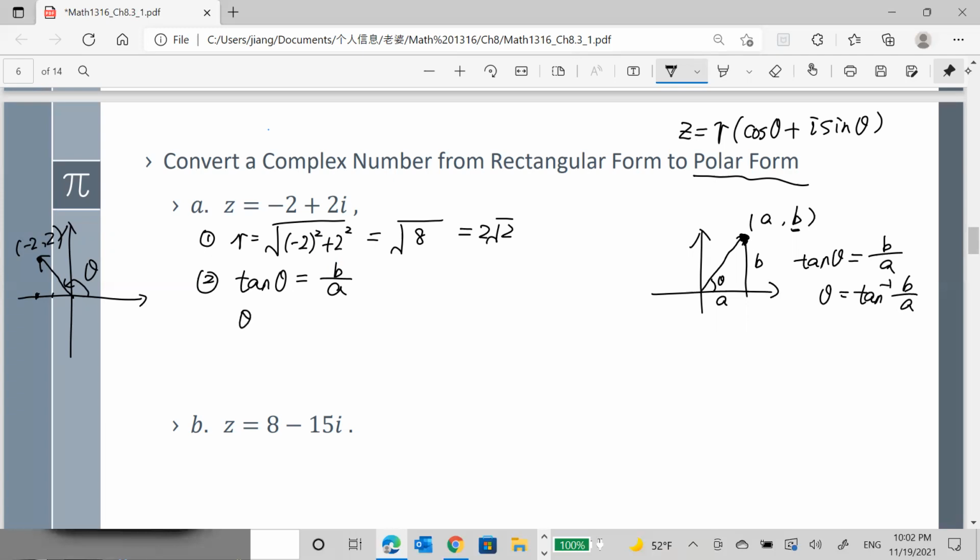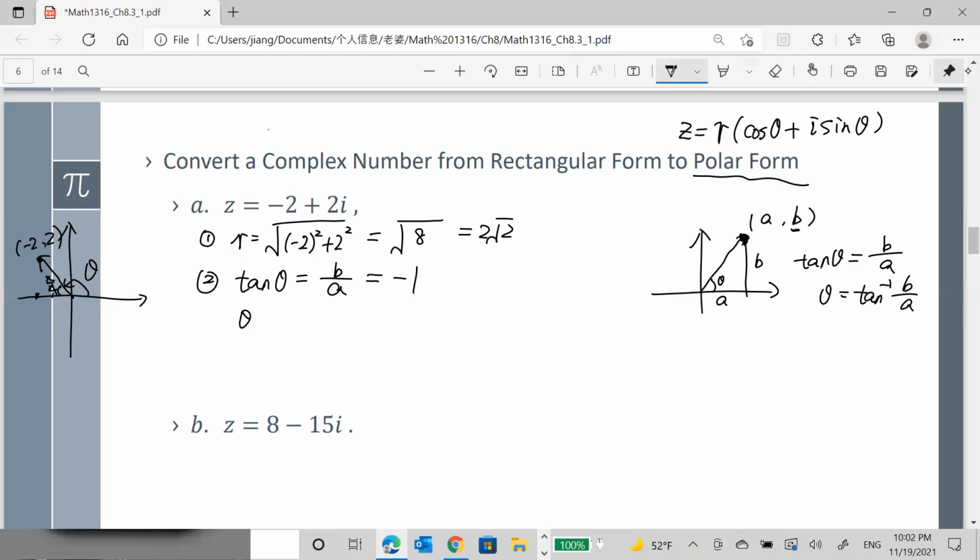So what is B over A? B is 2, A is -2, that's -1, right? 2 over -2, that's -1. And then come to see the graph. So if tangent theta equals -1, that means the reference angle is pi over 4.